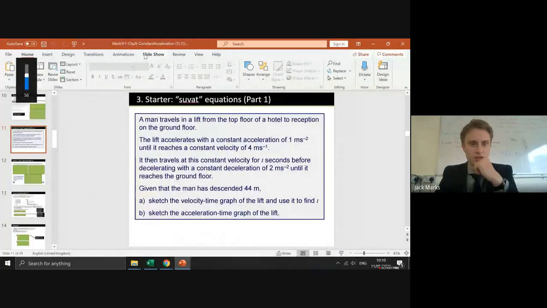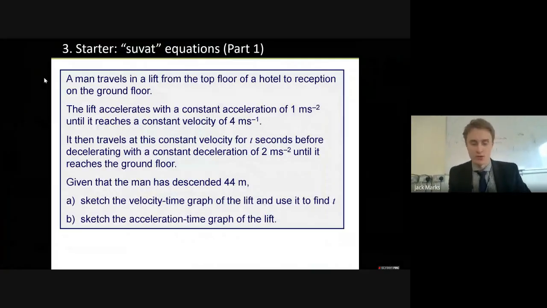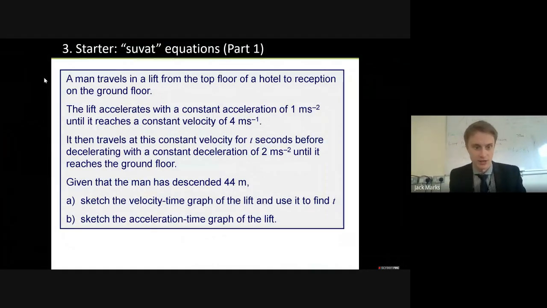Okay, the next section of constant acceleration starts by talking about what are called SUVAT equations. We're going to have a look at a SUVAT equation a little bit later. I believe it is in the chapter, or it might even be the end of the book. These are a set of equations that are derived from what we've been doing before.